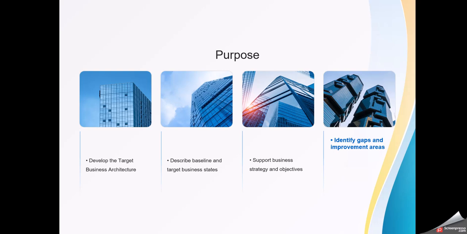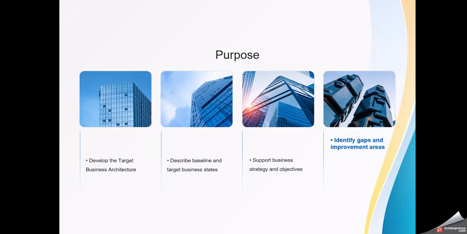So you have to describe your baseline and target business states. Then you have to support the business strategy and objectives. Your target business state is microservice architecture, and you have to consider overall what the business capability of your organization is, and whether they have the funds to support it. You have to check that, and you have to come up with an objective for it.